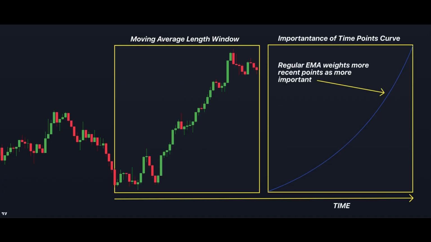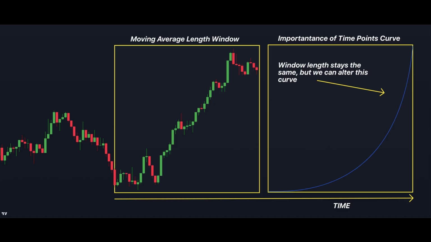Let's just think of a regular exponential moving average first. All you need to know about it is that it weights more recent time points as more important than the past time points. But we can actually control how much we weight more recent time points by changing the alpha parameter of the EMA. So even though we have a window length which we set before, how the data in that window is weighted is dependent on the alpha parameter.